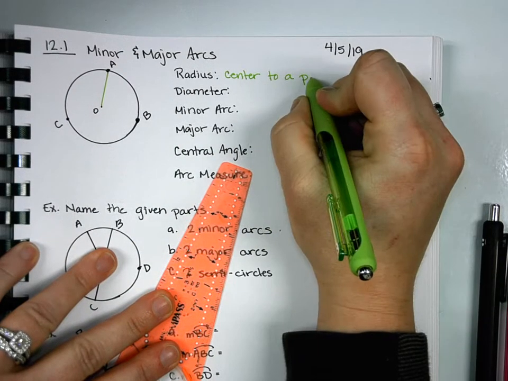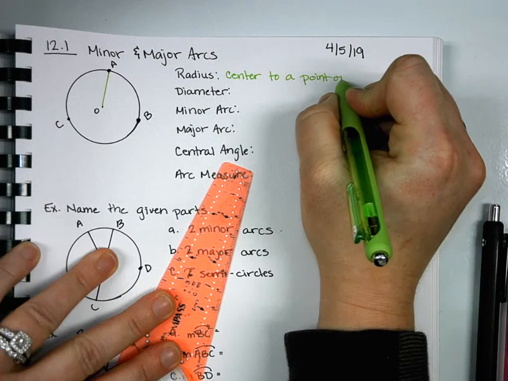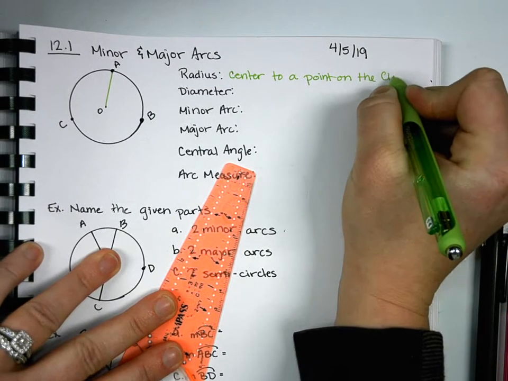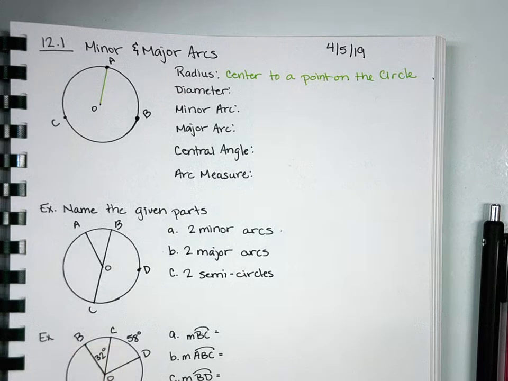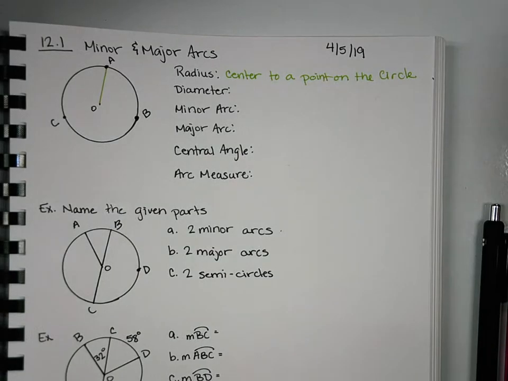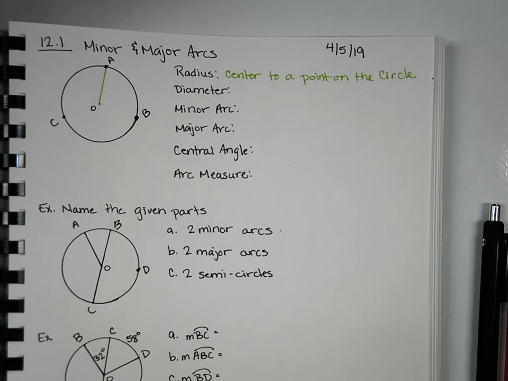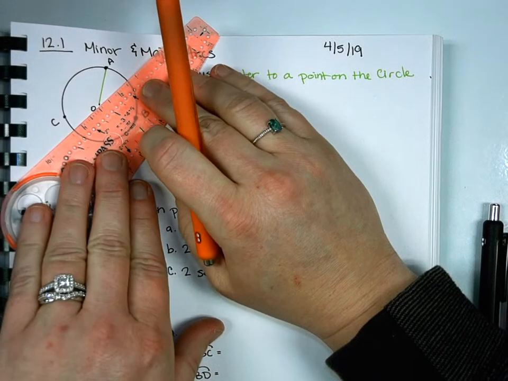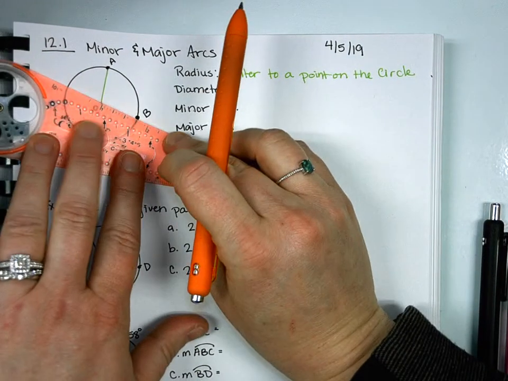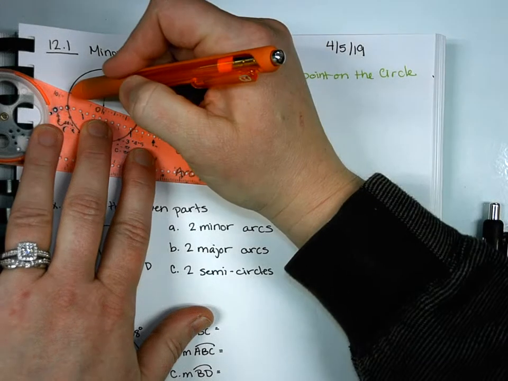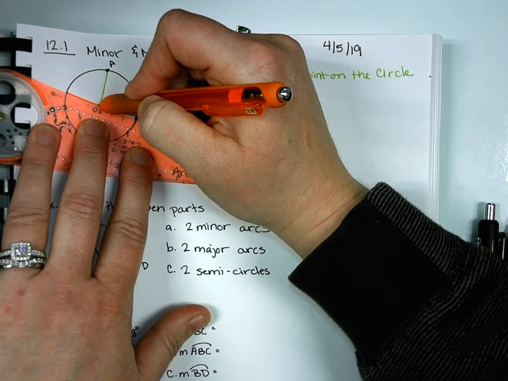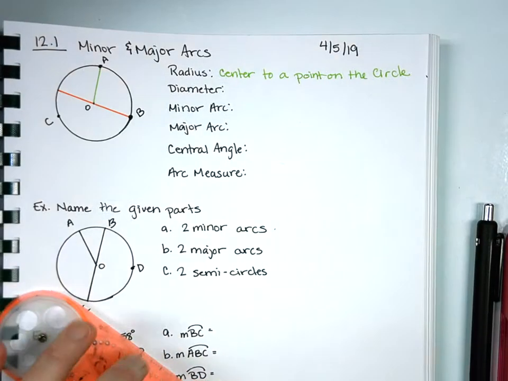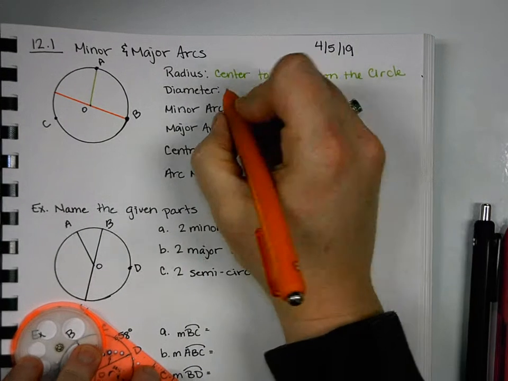So a radius goes from the center to a point on the circle. What's a diameter? All the way across, but it has to go through the middle. If it doesn't go through the middle, it's not a diameter. So let's draw it over here. It has to be from one edge through the center to the other edge. So the key is that it has to go through the center.